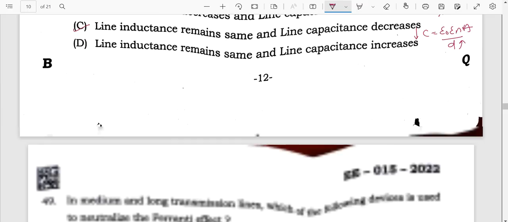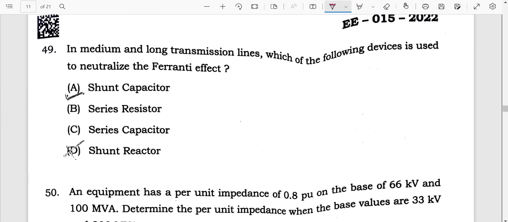Okay, I'll move to the next question here. In a medium and long transmission lines, which of the following device is used to neutralize the Ferranti effect?